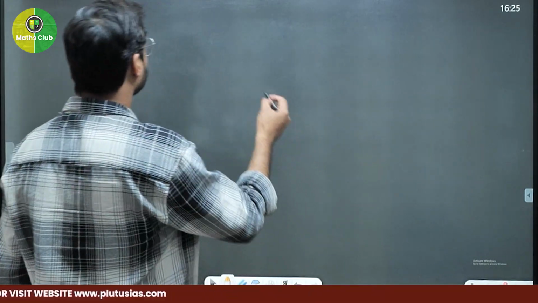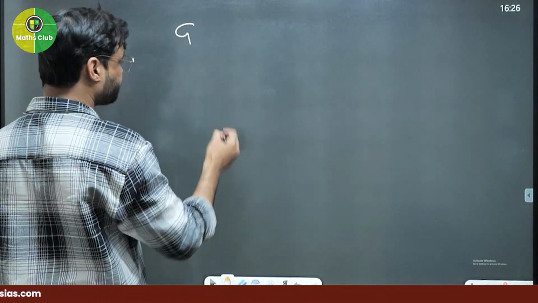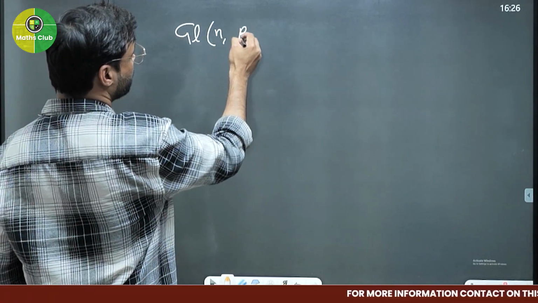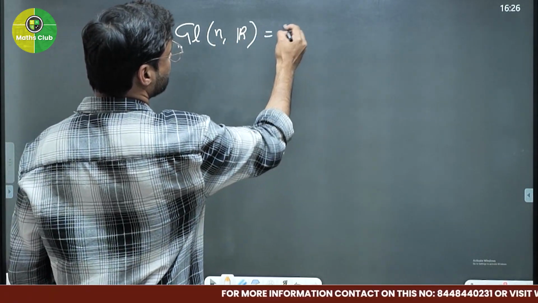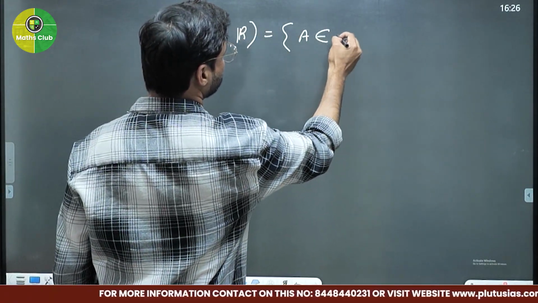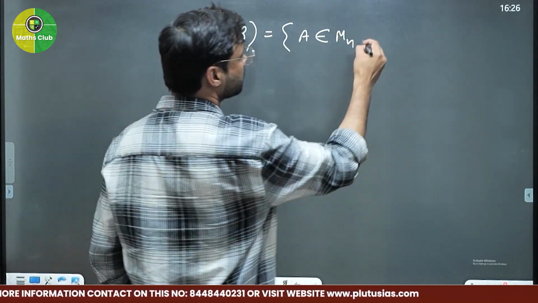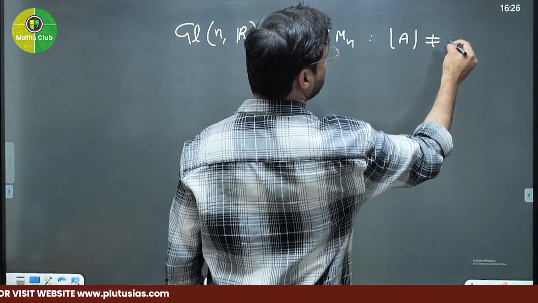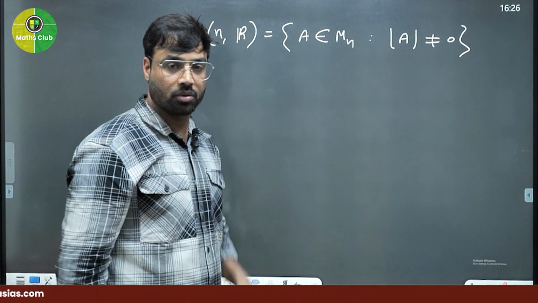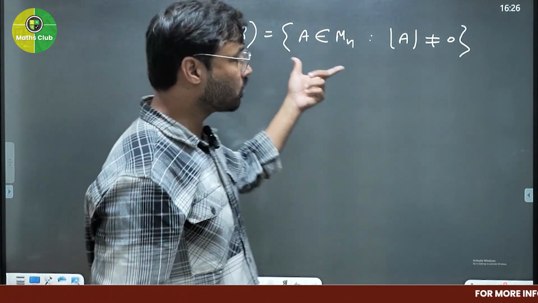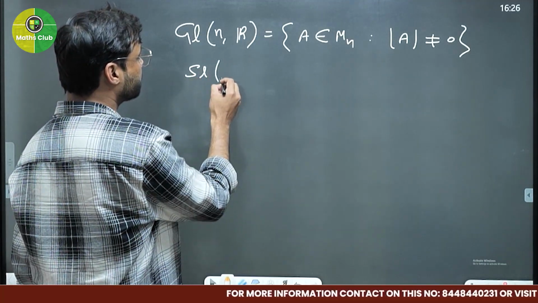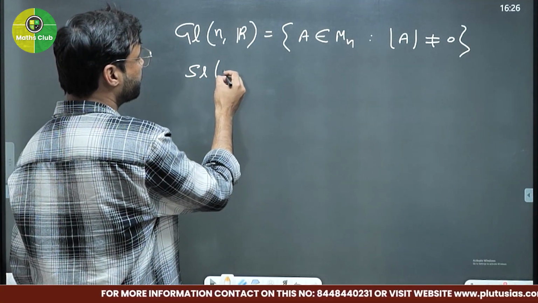So today we are going to see some standard examples of group and subgroup. We'll see GL, that is called the general linear group, defined as the set of matrices A in Mn(R) such that determinant is not equal to 0. We'll prove that this is a group, and also define SL, the special linear group.